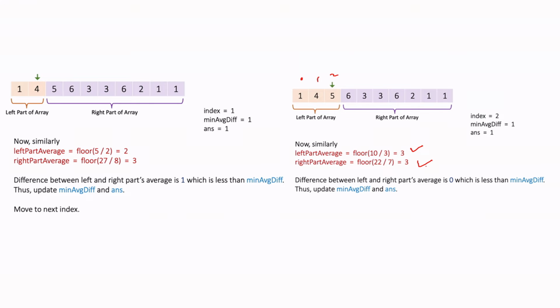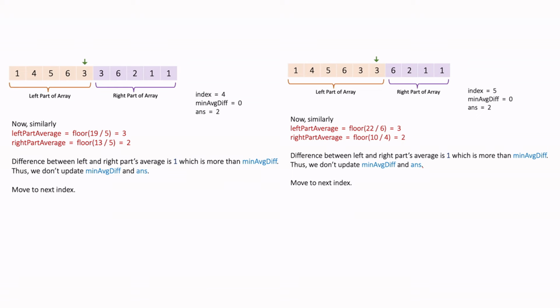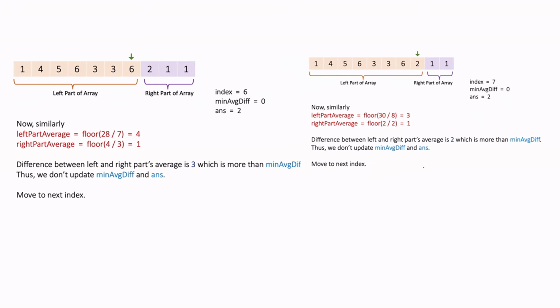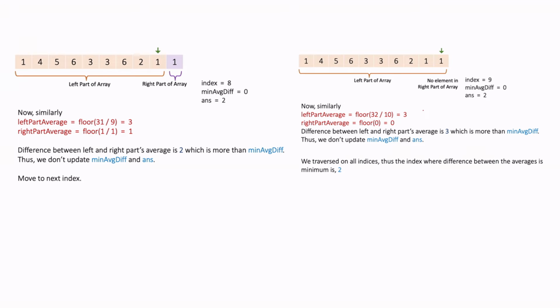In a similar way, we will move to the next positions, calculate, and then give the final answer. So what will the final answer be? We have already calculated all the left parts and right parts, and then we have taken the difference, and we will store it in some array, and then we will check the minimum. What is the minimum average difference we have, that we will find out.